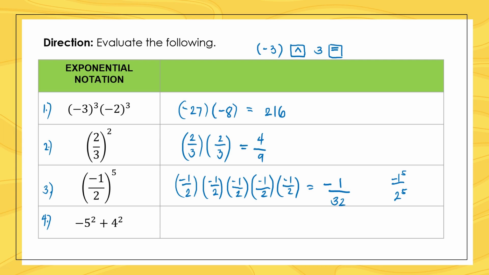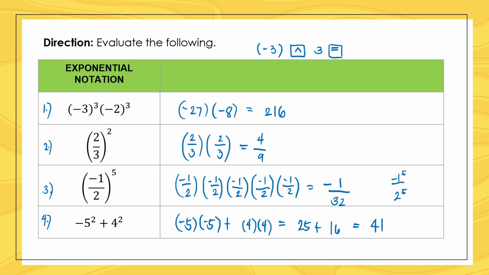Last, we have negative 5 squared plus 4 squared. For this one, let's evaluate negative 5 first. So negative 5 times negative 5 plus 4 times 4, right? Negative 5 times negative 5 is 25, plus 4 times 4, that is 16. Adding these 2, we will have 41.